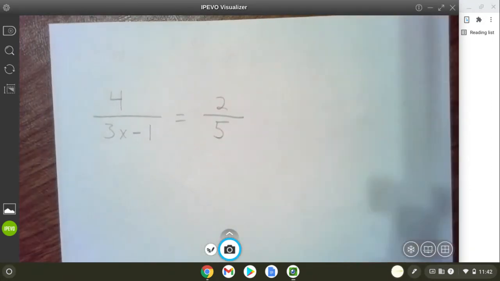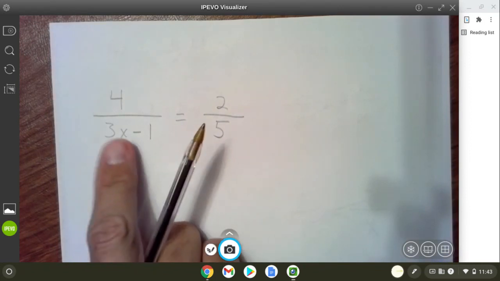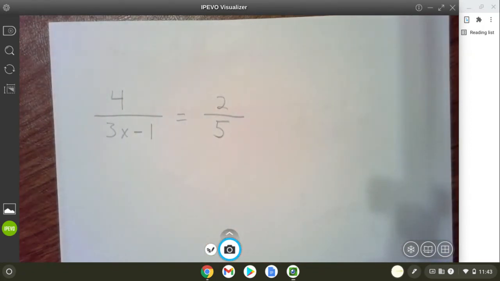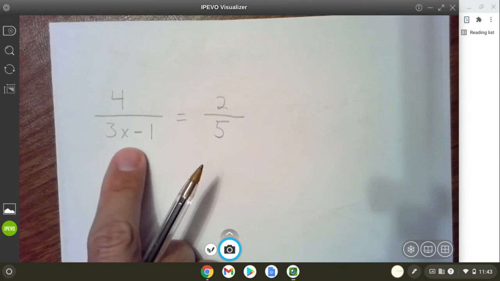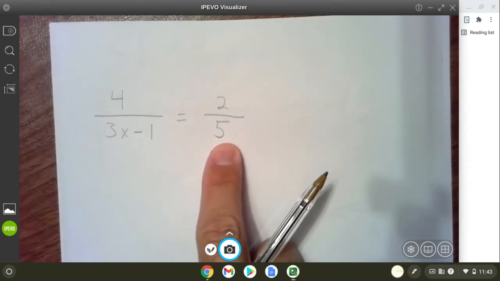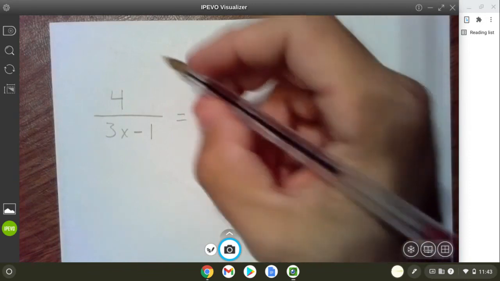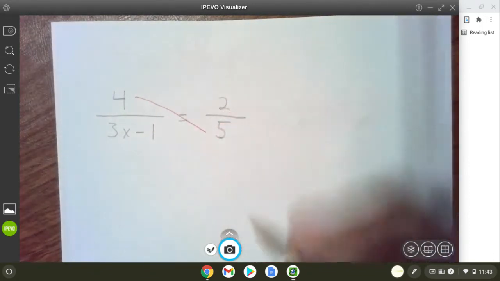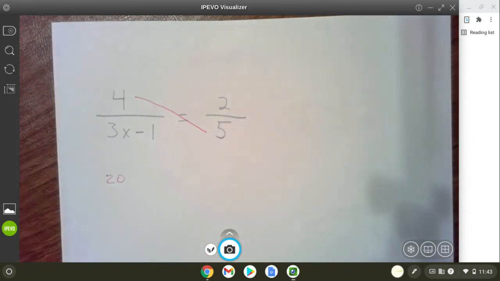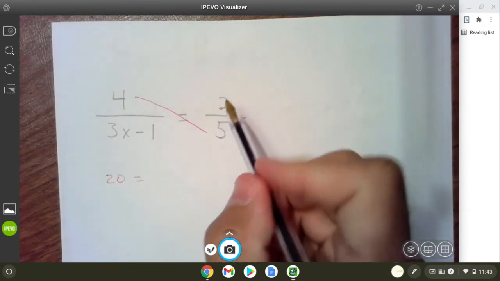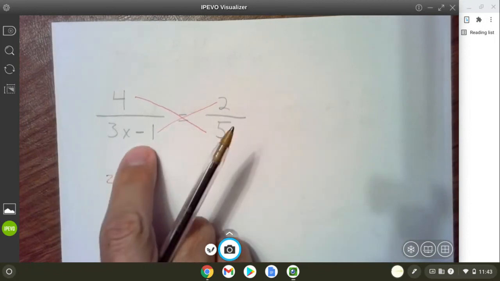This one is going to be very similar, except that we also get to use some distributive property. So we got a fraction equal to a fraction. We can cross multiply in order to solve this thing. All right. What we're doing is we're multiplying both sides by 3x minus 1, and we're multiplying both sides by 5. That's the step that's actually taking place. All right. So 4 times 5, that's going to be 20.